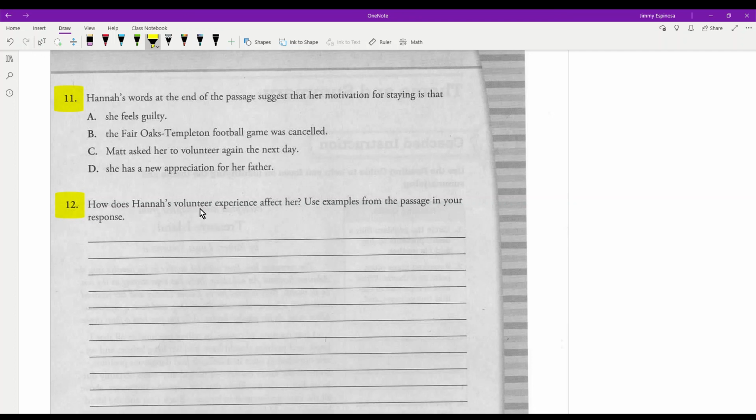How does Hannah's volunteer experience affect her? Use examples from the passage in your response. So tell me how it affects her, and then give me some examples that show it affects her. If you use proper grammar, capitalization, punctuation, and you provide those examples, then you most likely will get the full credit for number 12. Okay, try your best.